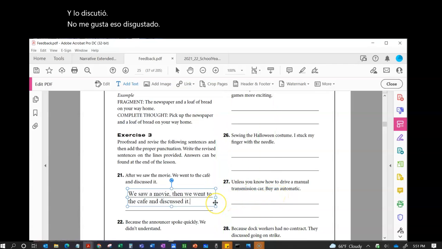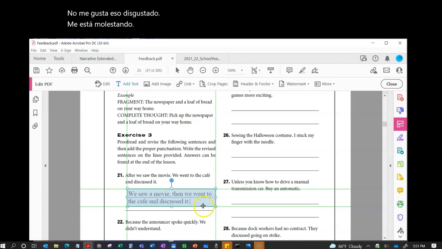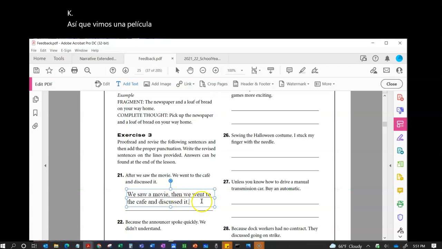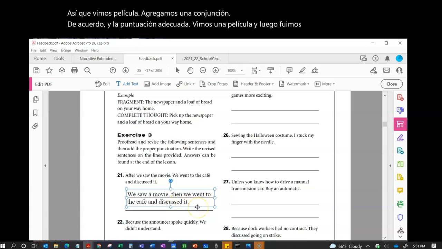That's bothering me. Okay. So we saw a movie. We added a conjunction. Okay. And the proper punctuation. We saw a movie. Then we went to the cafe and discussed it.